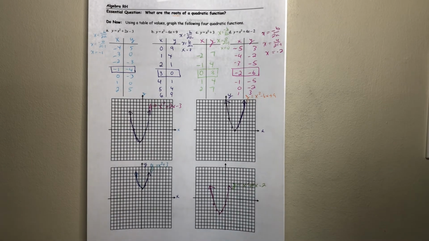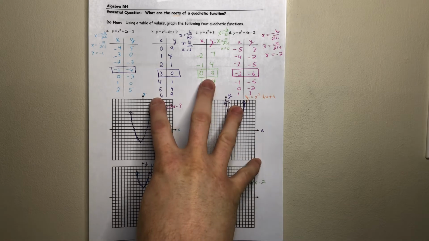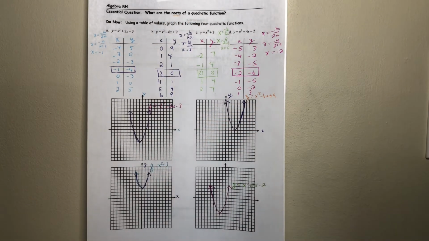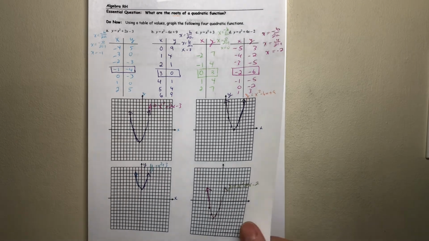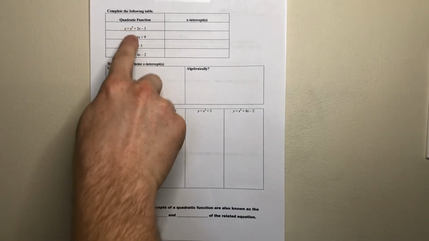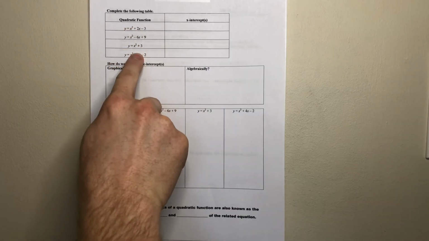All right, awesome. So here's what we're going to do. We're going to take these four graphs and we're going to answer this question, what are the roots of a quadratic function? So go ahead and flip to the next page and we're just going to take a look at this. All right. So my first question is, well, here's all the four from the do now. These are the four we just graphed.